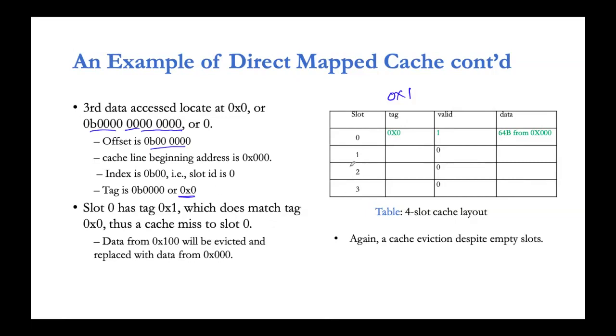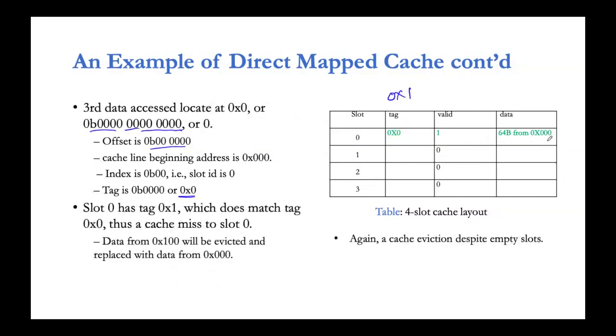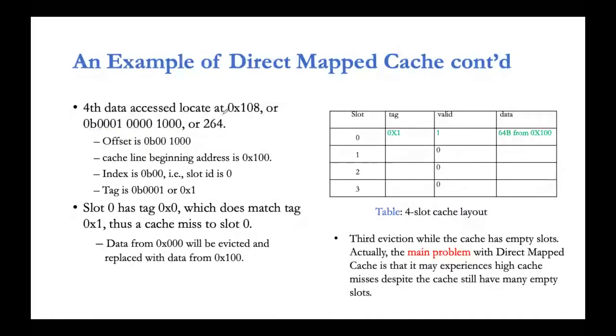That is not matching, so this entire frame is deleted, and the new data will be stored, that is at location 000. The valid bit is set, and the tag is set to the new address, 001. And again, a cache eviction happens here. Then it goes to the next address, which is given as 0108.